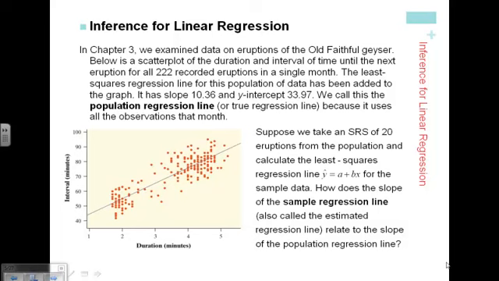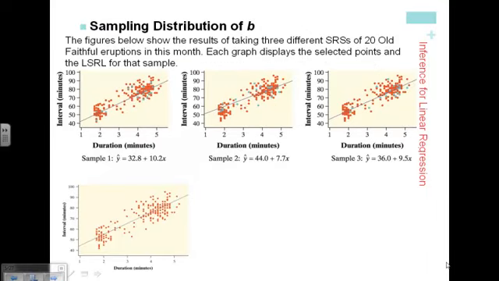All right. Well, here's three samples. Sample one gave us a slope of 10.2. Sample two gave us a slope of 7.7. Sample three gave us a slope of 9.5. Question. If you had to guess what the real slope was, when I say real slope, meaning what if we looked at all 222 observations again, what would you guess about what the real slope was?